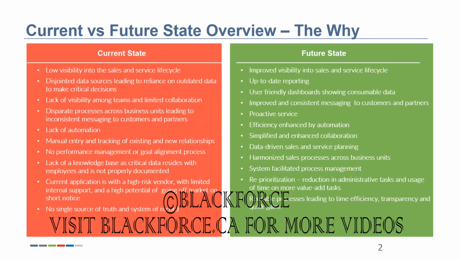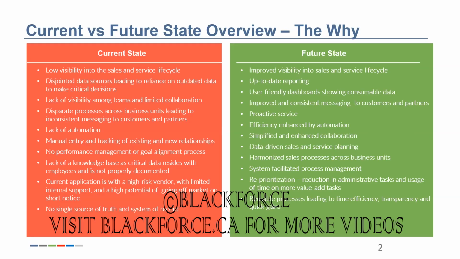And so we've looked into the future to say, where do we want to be? What are the things that we need to achieve as an organization to take us to the next level? One, we need improved visibility into the sales and service lifecycle. We need to know who our potential customers are. We need to be able to reach them so we don't lose them to the competition. We need up-to-date reporting, the most up-to-date data, so that we can make business critical decisions.